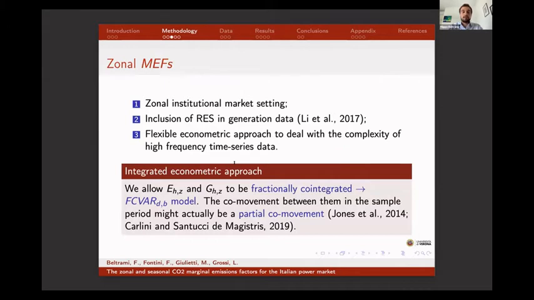So in this paper, three elements are the most important for our calculation of margin emission factors. We take the zonal institutional market setting. We include the generation from renewables in the electricity generation variable. And we use this flexible econometric approach that we need to test in order to find the correct model to study the relationship between our two variables. So what we assume and we test empirically is that we should use a fractionally co-integrated VAR, where the co-movement of the two variables that we try to establish as an equilibrium relationship might actually be a partial co-movement throughout the sample period and not a complete one. So in this way, we need to test the validity of this assumption in the data.